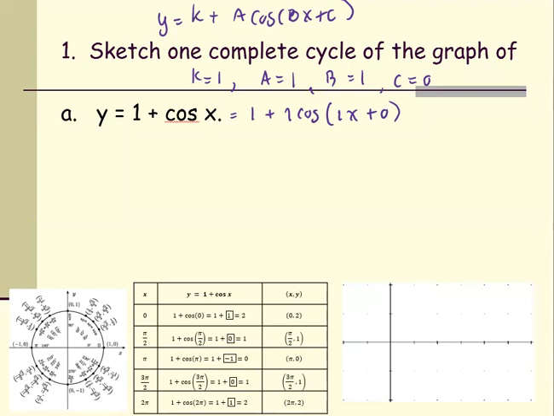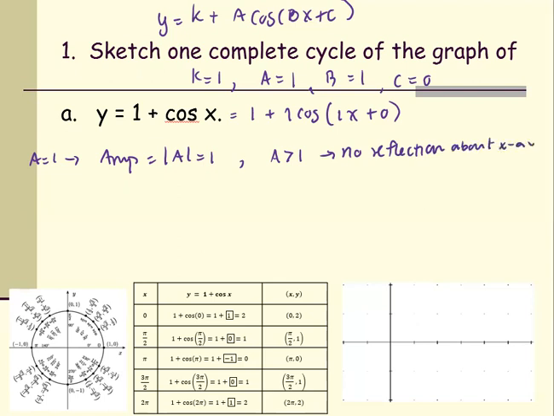From these four numbers, a, b, c, and k, we can summarize the properties of the graph. The value of a equals 1 tells you the amplitude, which is the absolute value of a, equals 1. Also, a is greater than 0, so there is no reflection about the x-axis. The value b, which is 1, tells you about the period. The formula is 2 pi divided by b, so the period is 2 pi divided by 1, or just 2 pi.